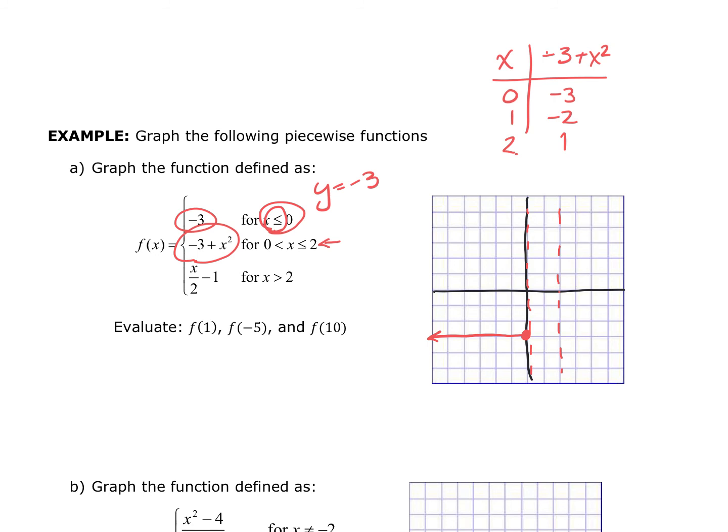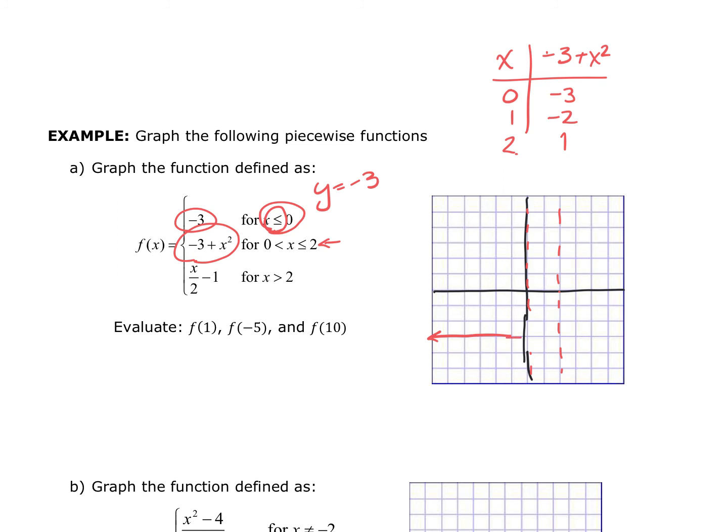Now, this piece is non-inclusive, but it's right on top of the other one, right? So it should have an open dot there, but because the outputs are the same at that place, then I get to have a closed dot there, only because the outputs are the same.